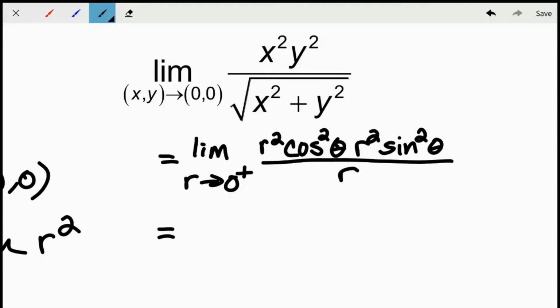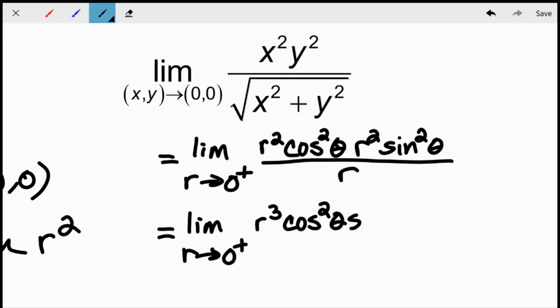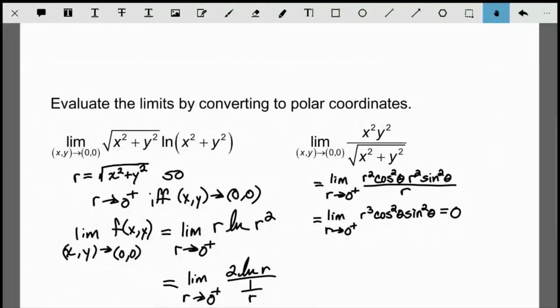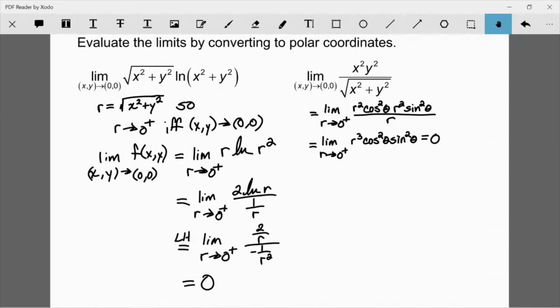So in the end, this is the limit as r approaches 0 from the right of r cubed cosine squared theta sine squared theta, and that is going to give me 0 times 1 times 0, so I'm going to end up with 0. Again, this is a situation where initially I had 0 over 0, and I could convert it into polar coordinates. When I divided that r out, I sort of removed the discontinuity in that graph, and that allowed me to solve the limit.